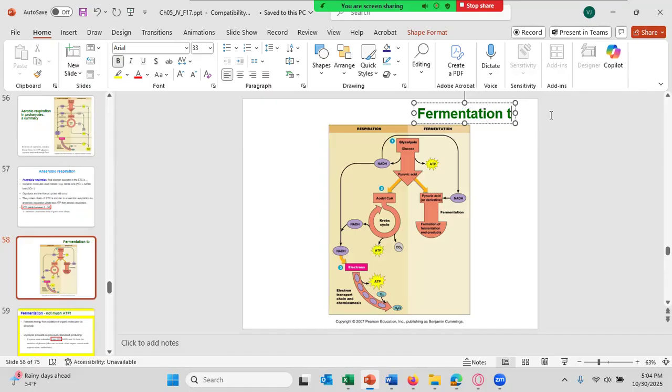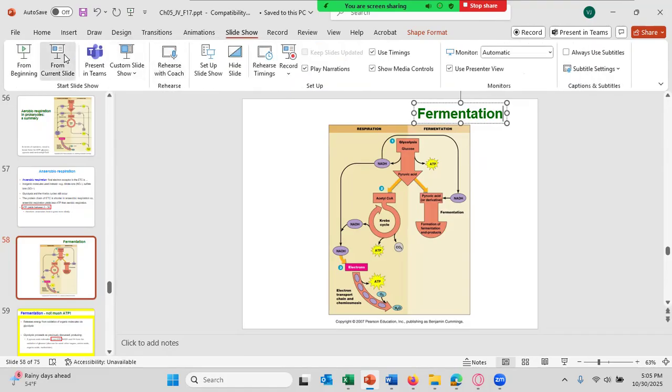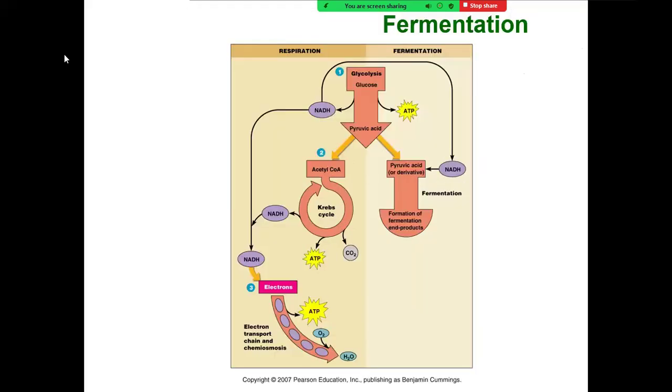I talked about starting fermentation, shown on the right. Fermentation is another way that cells can obtain energy for making ATP. Let me blow this slide up. Fermentation always begins with glycolysis, making glucose into pyruvic acid. That's what makes the ATP in fermentation, by the way.